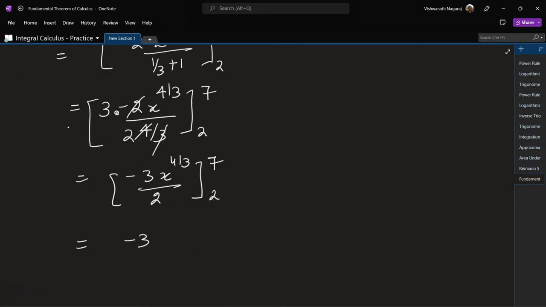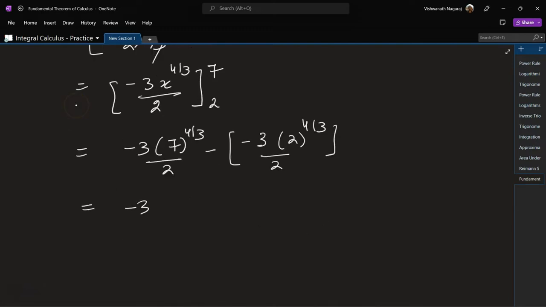So minus 3, 7 to the power of 4 by 3 by 2 minus 3 times x would be 2 to the power of 4 by 3 by 2. So this becomes minus 3 times 7 to the power of 4 by 3 by 2 plus 3 times 2 to the power of 4 by 3 by 2. Now how do we solve this? Think of it like this.